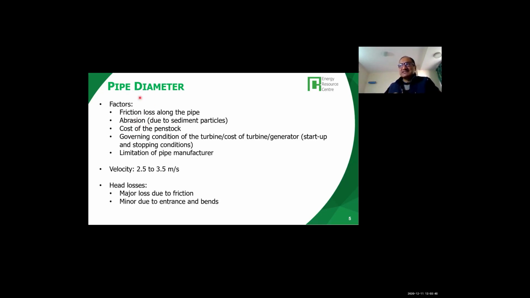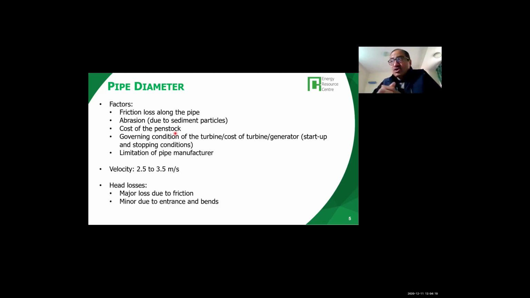So you have to optimize the diameter. You have to make sure that the material of the pipes is able to withstand abrasion, because there will be some sediment particles in the water that flows to the turbines. Although we will try to minimize these sediment particles through settling basins, when they flow under pressure on the high head, they can create abrasion. So the cost of the penstock is another factor.